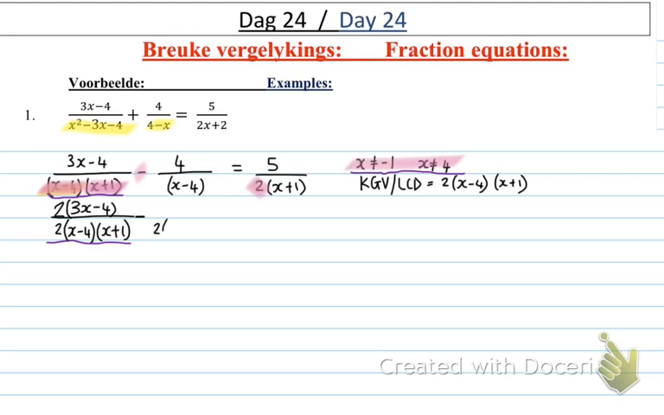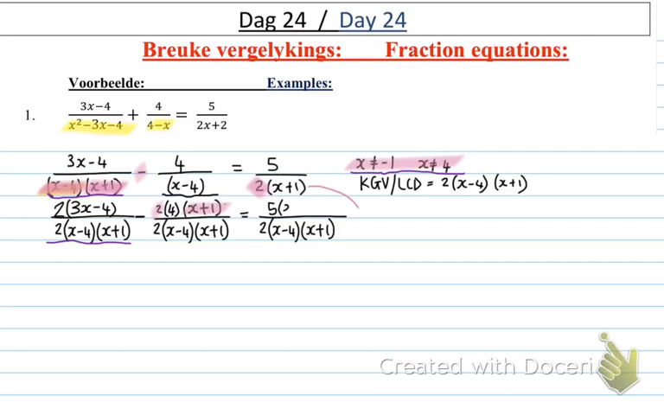Then I write my LCD again and I ask myself, what do I multiply that denominator with to get to my LCD? I have to multiply it with a 2 and x plus 1. So it's 2 times 4 times x plus 1. And on the other side, I have a 2. I'm going to write the LCD again. And I ask myself, what do I do with that last denominator?